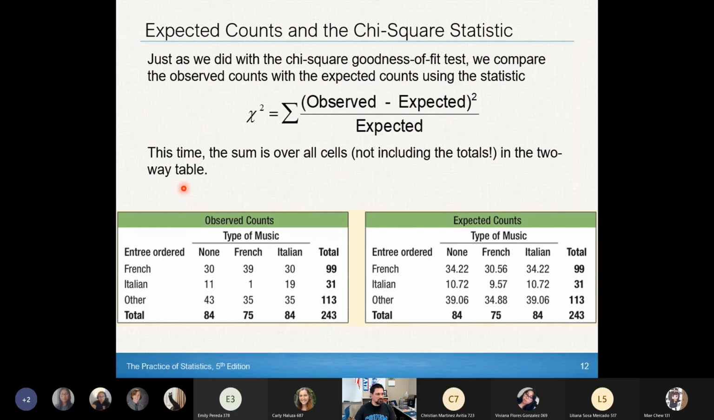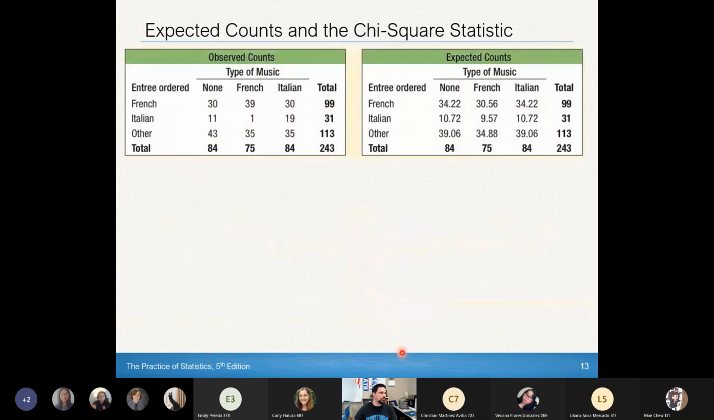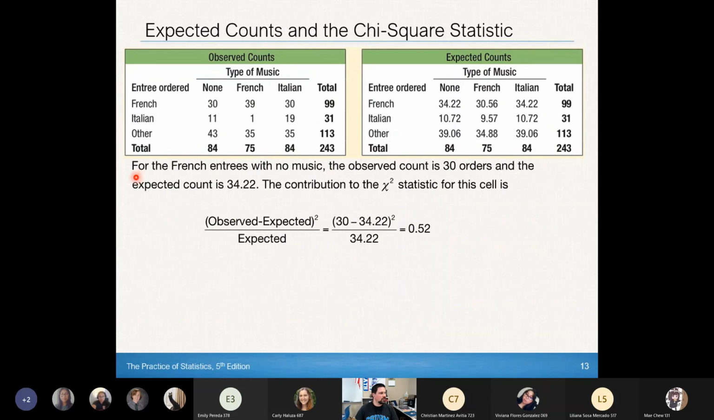So here we have our observed counts and our expected counts. We're going to use these to find the chi-square statistic. For example, for the French entrees with no music, the observed count is 30 orders and the expected count is 34.2. The contribution to the chi-squared statistic for this cell will be 30 minus 34.22 squared divided by 34.22, and we get 0.52.